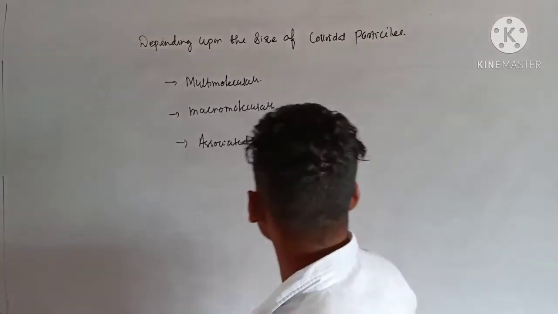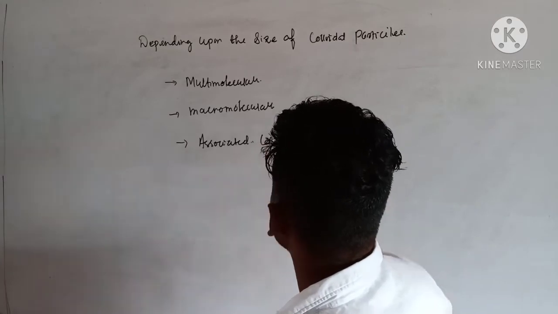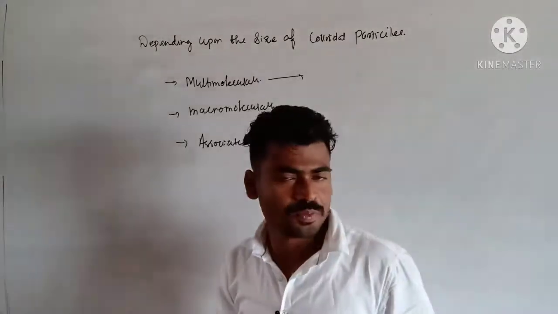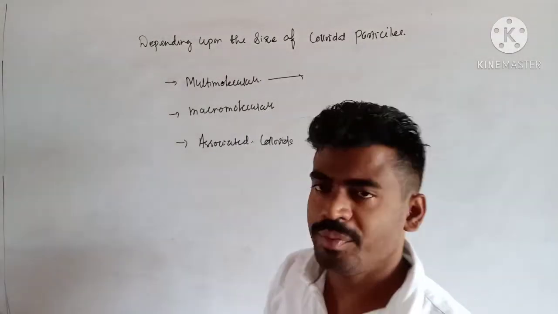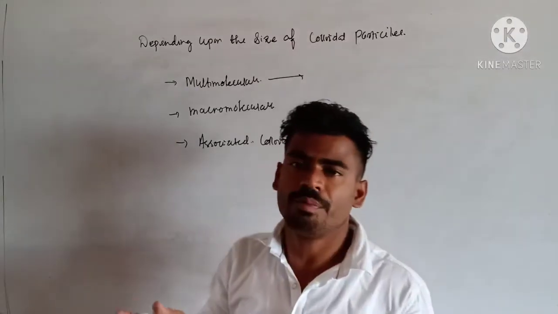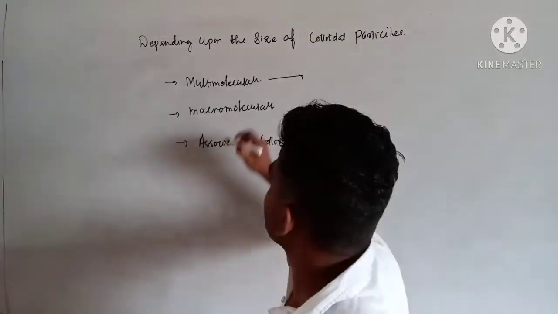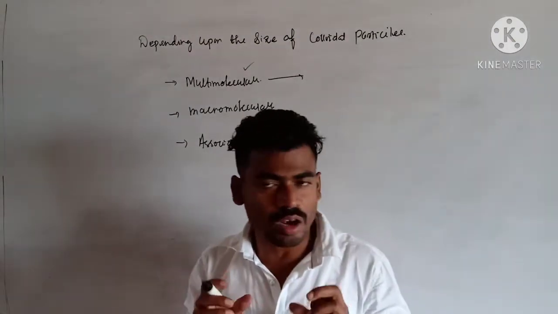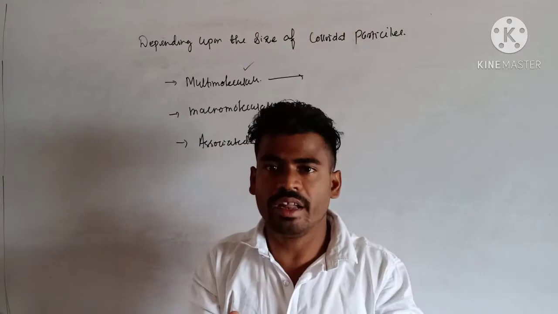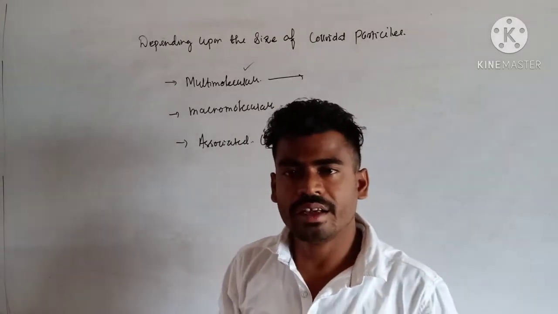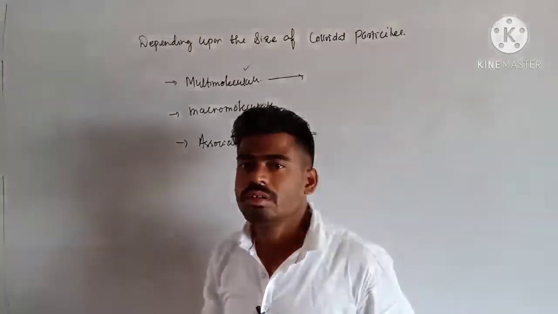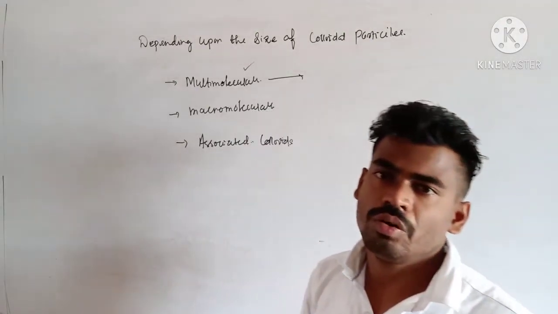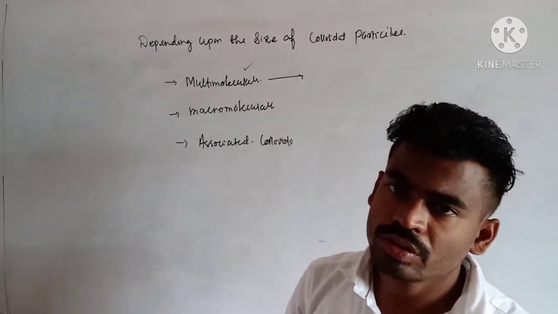Associated colloids. And multimolecular colloid means it is nothing but the aggregation of dispersed phase particles. That can be aggregation of atoms or aggregation of molecules, leading to the multimolecular colloids. Multimolecular colloid means atoms or small molecules get aggregated, giving us particles having colloidal dimensions, that is within 1 nanometer to 1000 nanometer.